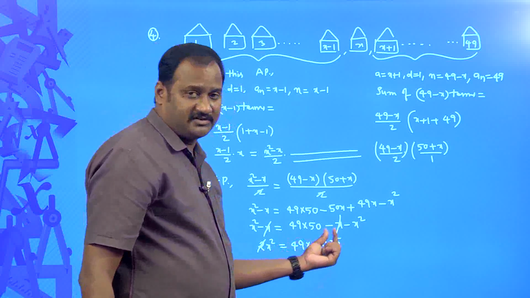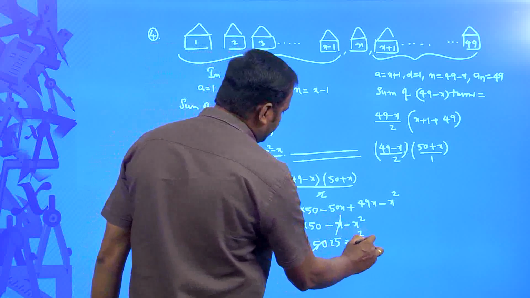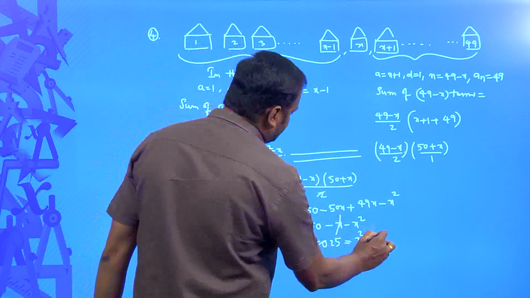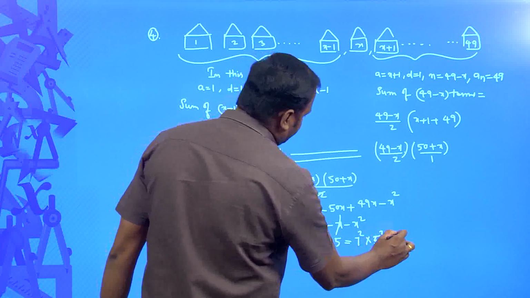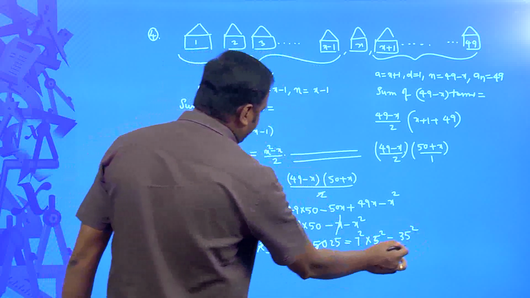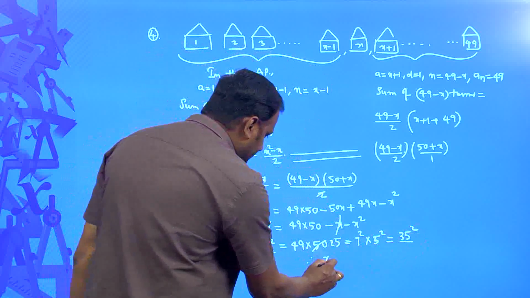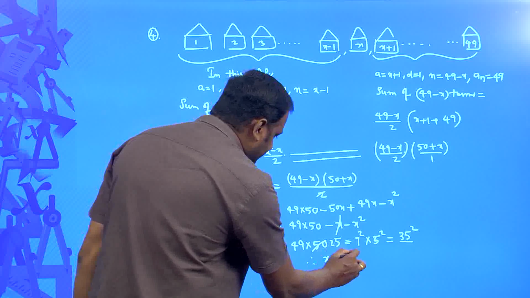49 is a square number, 25 is a square number. 49 can be written as 7 square, 25 can be written as 5 square. So, 7 square into 5 square is equal to 35 square is equal to x square. If x square is equal to 35 square, therefore, the value of x is going to be 35.